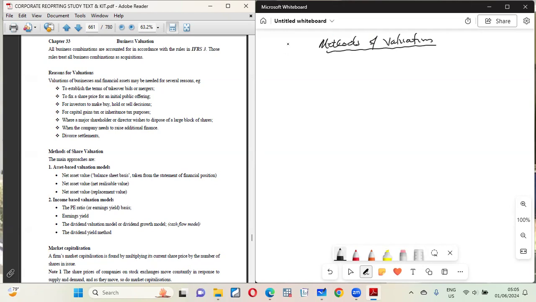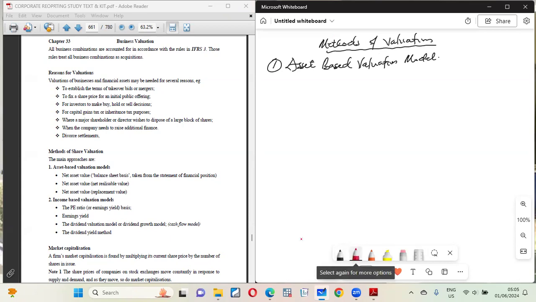But the first one is the asset-based valuation model. The asset-based valuation model. That is quite simple. The asset-based valuation model has three methods and sub-methods.